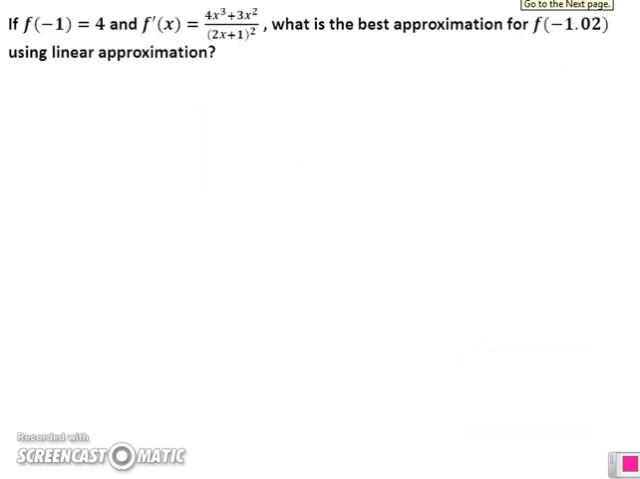Let's do another one. If f of negative 1 equals 4, so there's a point at negative 1, 4, we're given a point, and we've got a derivative equals that crazy looking fraction. What is the best approximation for f of negative 1.02 using linear approximation? Again, those words, linear approximation, means to find the equation of the tangent line. They gave us the point, which was really nice of them.